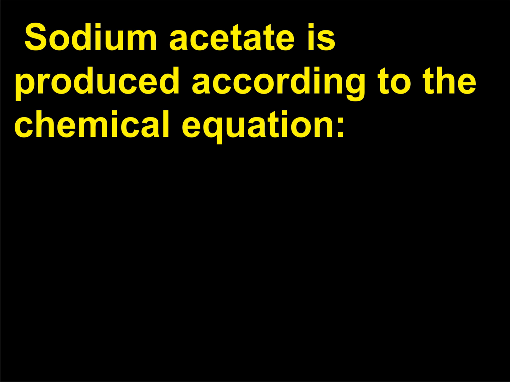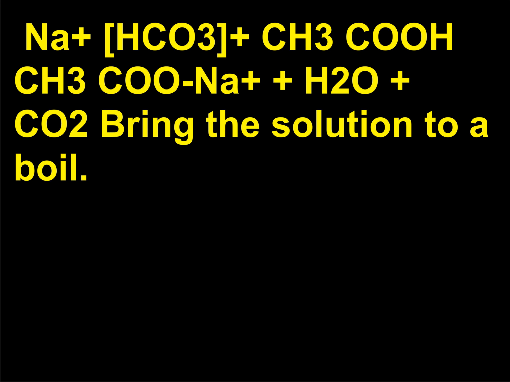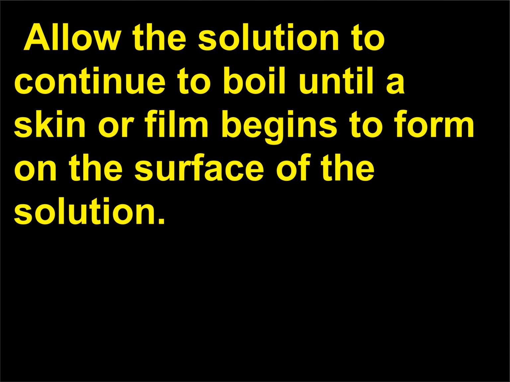Sodium acetate is produced according to the chemical equation Na+ HCO3- + CH3COOH → CH3COO-Na+ + H2O + CO2. Bring the solution to a boil. Allow the solution to continue to boil until a skin or film begins to form on the surface of the solution.